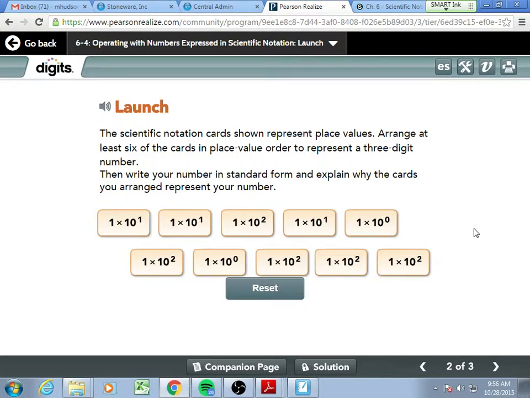Like 1 times 10 to the first. This first card that we see here, what does that actually represent? 10, right? 1 times 10 to the first power is 10. So 1 times 10 is just 10. So that could be our tens place. We want to arrange at least 6 of the cards, but we want to put them in place value order.